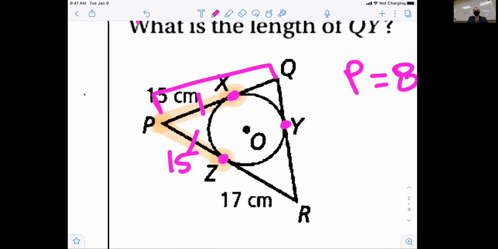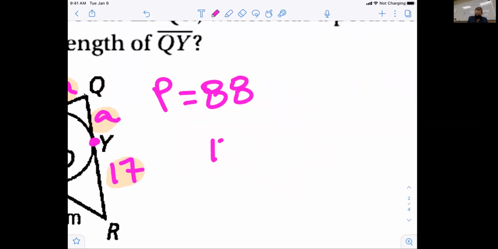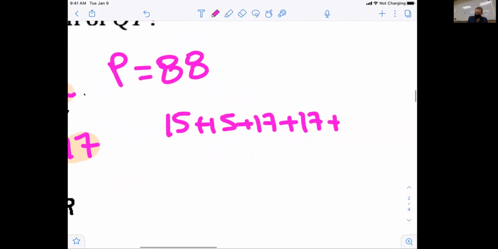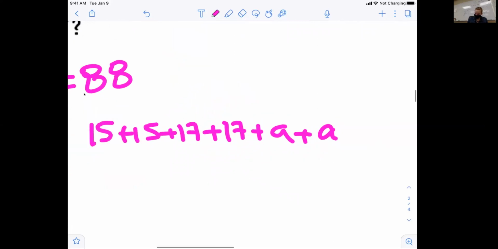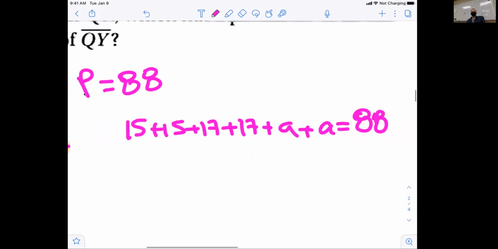What about YR then? What's that going to be, Caleb? And then what about XY? Or sorry, let me rephrase that. We don't know what QX and QY are. So I'm going to use a little A to represent that. If we're going to do perimeter, you just have to add up all the sides. 15 plus 15 plus 17 plus 17 plus A plus A, and that equals my perimeter, which is 88. Can you solve that?